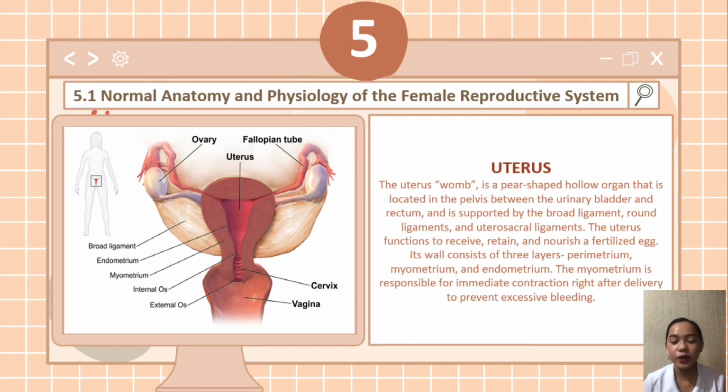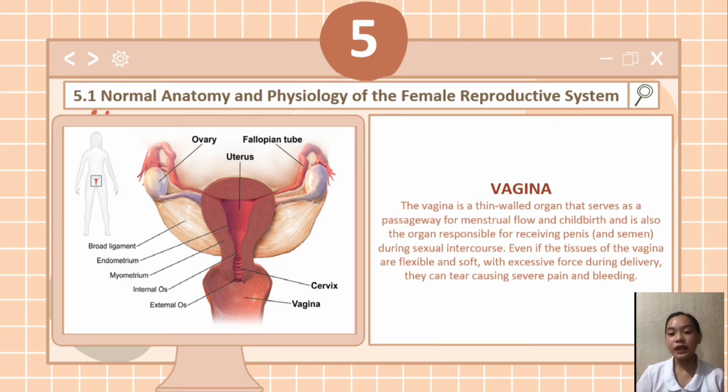So next we have the uterus. The uterus or womb is a pear-shaped hollow organ between the urinary bladder and rectum and is supported by the broad ligament, round ligament, and uterosacral ligament. The uterus functions to retain and nourish a fertilized egg. Its wall consists of 3 layers: perimetrium, myometrium, and endometrium. The myometrium is responsible for immediate contraction right after delivery to prevent excessive bleeding. So the function of the uterus, also called the womb, is to nourish and house a fertilized egg until the fetus or offspring is ready to be delivered.